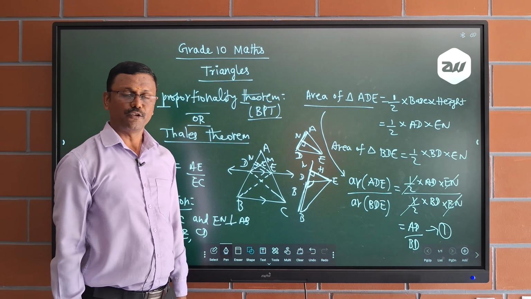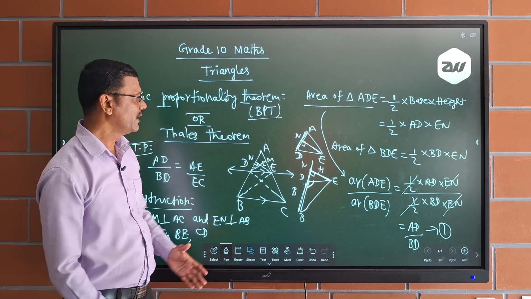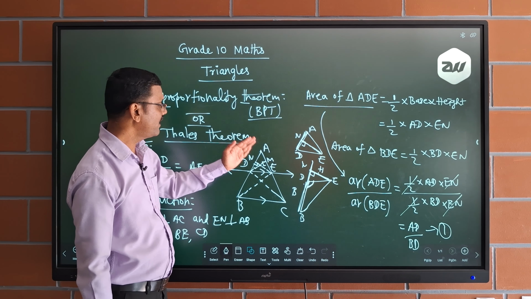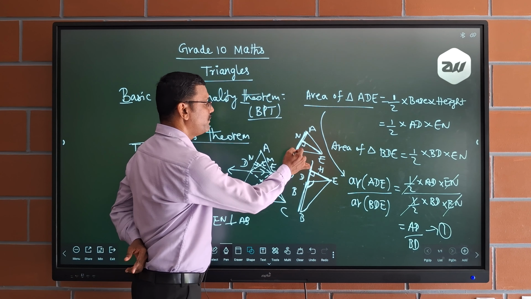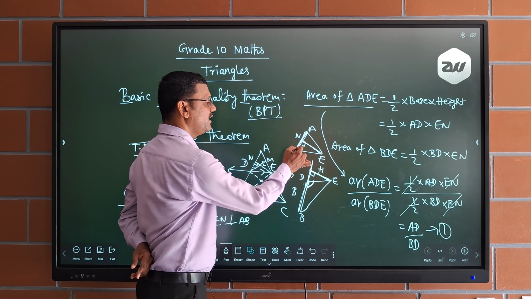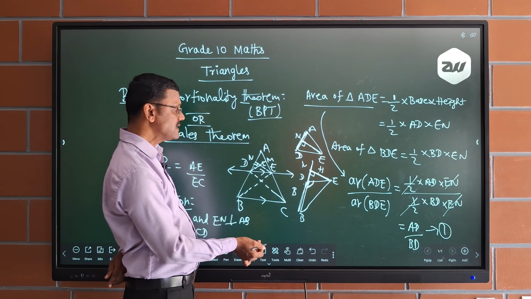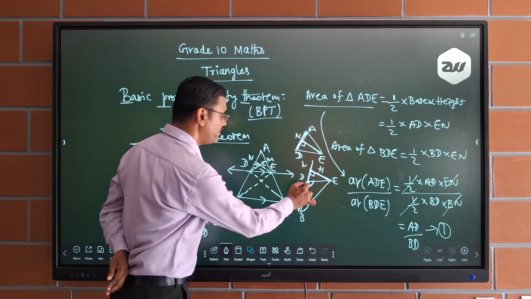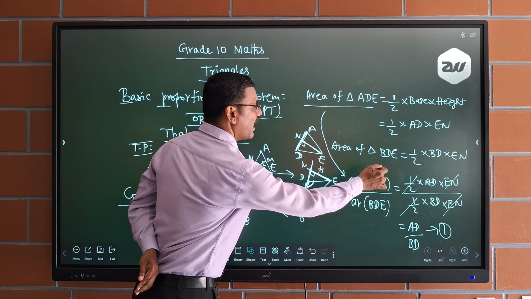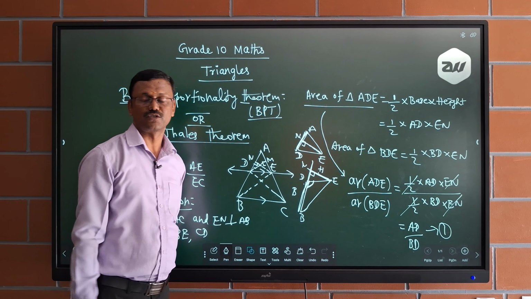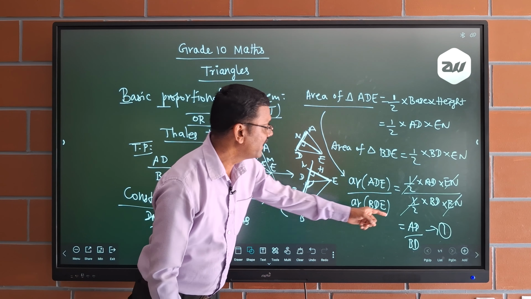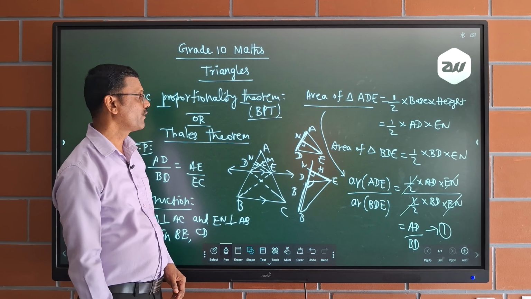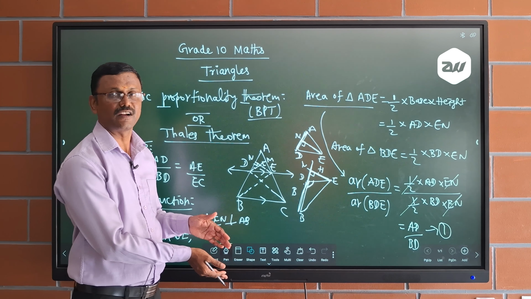Up to this clear, all of you? Now what have we done? I considered a triangle ADE and found its area. With AD as base and EN as height, I get half AD into EN. And I considered another triangle BDE. Its area is half into base BD into height EN. Now I have found the ratio of the areas. What is that? That is AD by BD. So this I named as equation number 1. Okay, this is one segment. Understood?